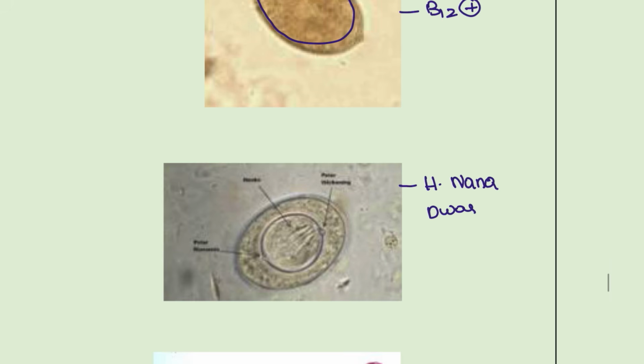only the dwarf type of the worm, and here you can see these are the plugs that will be seen with this egg. The two sides of the plugs will be seen, and these eggs will be floating.